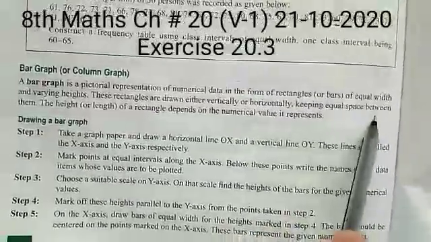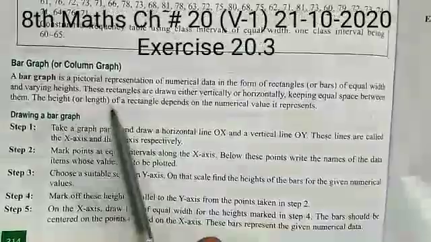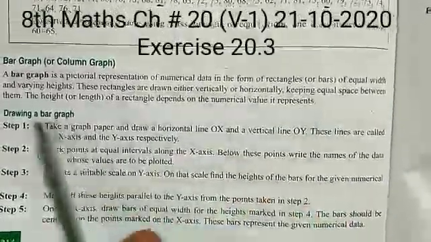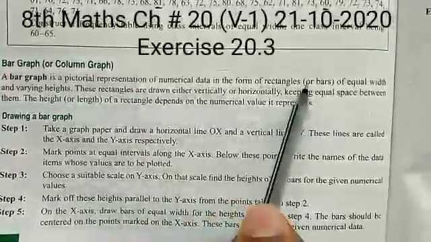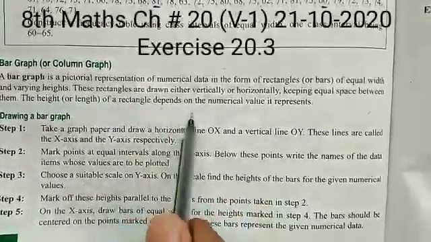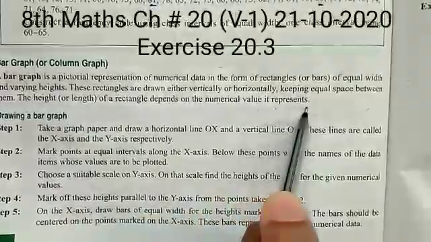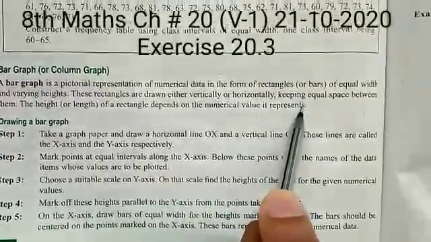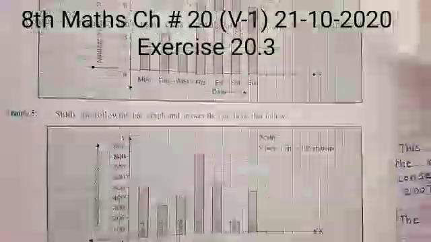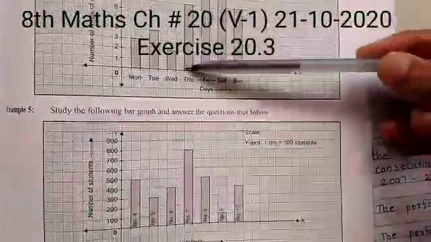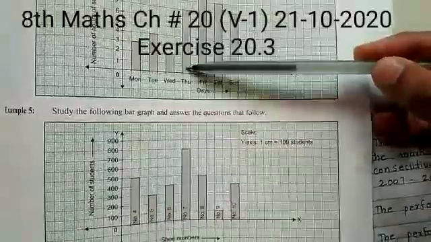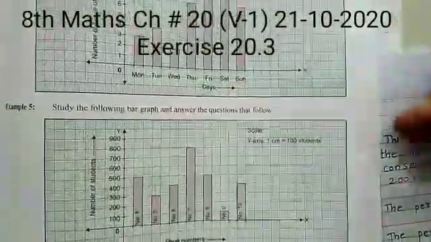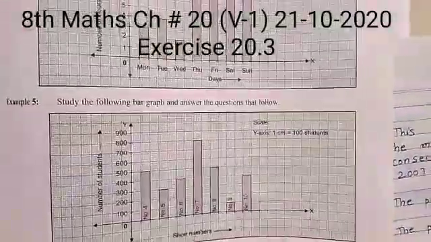Keep equal size space between them. So we are keeping equal space between two bars, means two rectangles, right? The height of the rectangle depends on the numerical value that it represents, right? So whichever value it represents, according to that we have to represent its height. Here in this bar graph you can see that the width of the rectangle, that is the bar, is the same, but the height will be different according to the numerical value given in the data.